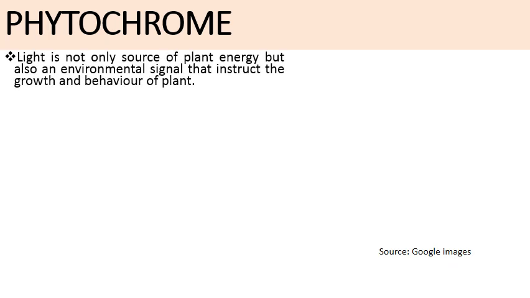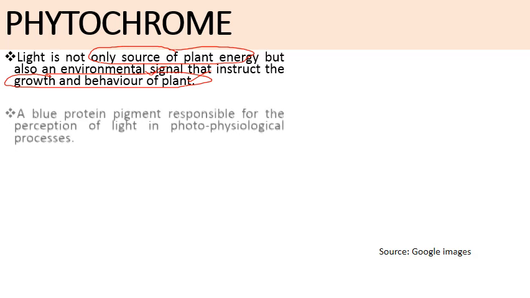So what is phytochrome? Phytochrome is basically a blue pigment protein that absorbs red light. So it is basically a red light receptor. As we know that light is not only the source of plant energy, it is also an important environmental signal that controls or instructs the growth and behavior of plant. So light basically controls growth and behavior of plant.